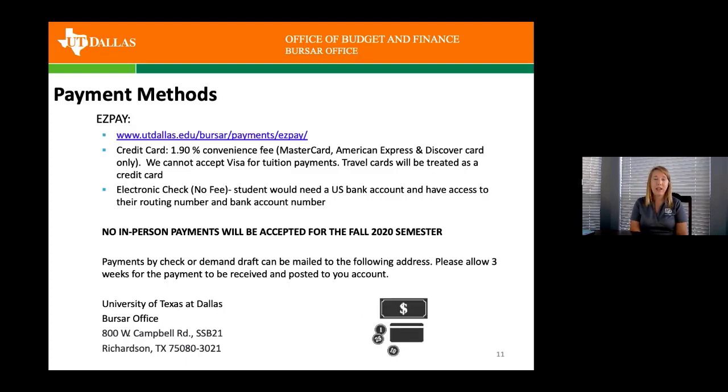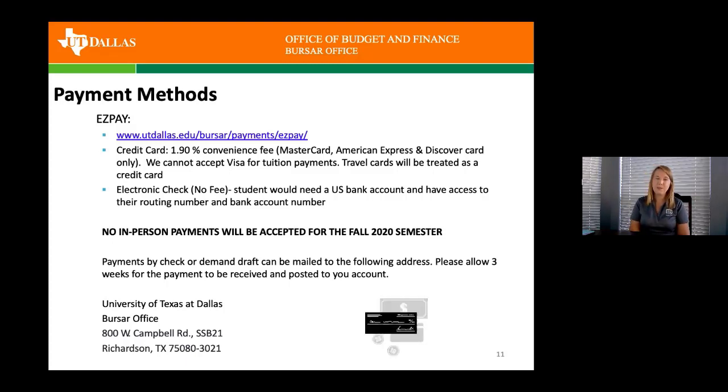Unfortunately, until further notice, we're not going to be taking payments in person. Everything's going to have to be done either through mail or through our Easy Pay system online. So if you have a check or a demand draft that you're going to be sending, you're going to need to mail that. The mail process is a little bit slow right now. It's taking about 3 weeks. So I know those students who have the August 13th deadline, it's going to take a little bit of time to get that payment in, since we're about 2 weeks out, a little over 2 weeks out from that.